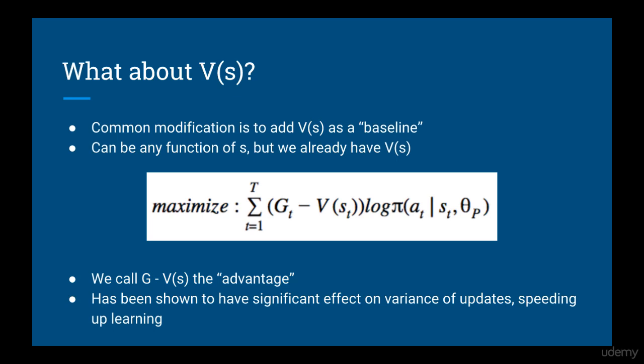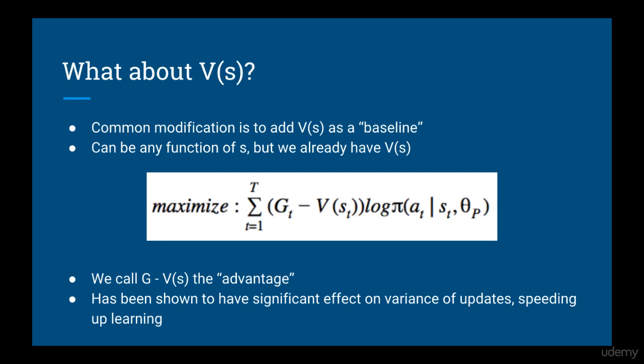You'll notice that earlier in this lecture I mentioned using an approximation of v of s as well, but so far that hasn't come into play. One common modification of the policy gradient that we are going to use is to add a baseline. So instead of our constant being just g, it'll be g minus v of s, our prediction of the value at state s. The baseline can actually be any function that depends only on s, but of course since we already know about v, it seems the most appropriate choice. We call this difference between g and v the advantage.